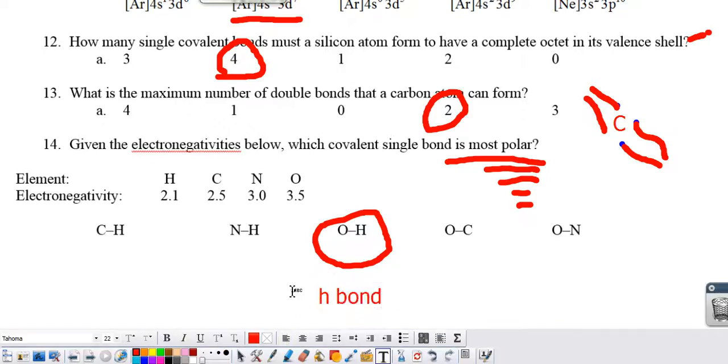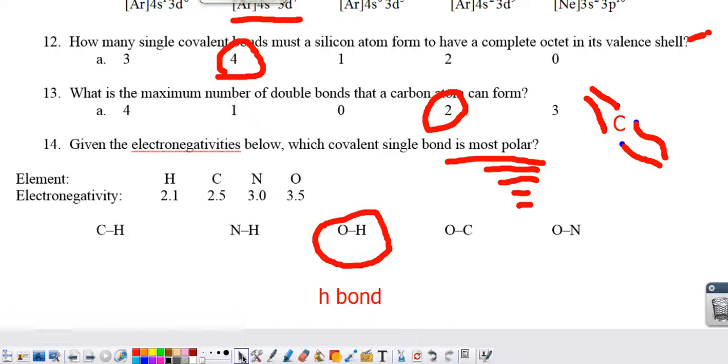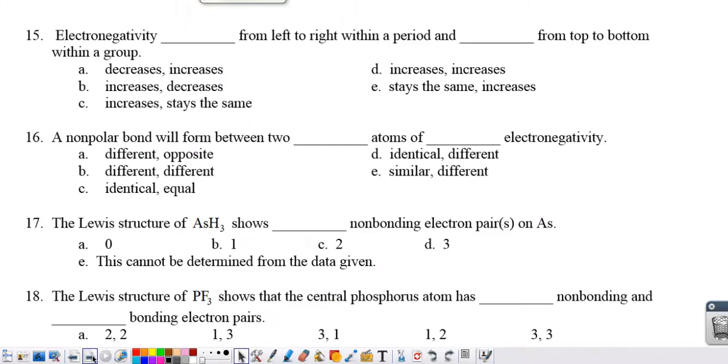That difference between oxygen and hydrogen really sets up a polar bond there that all sorts of things take advantage of. More on that later when we get to intermolecular bonding. So this question is about the trend, but make sure you know what causes the trend. Electronegativity blank from left to right within a period.